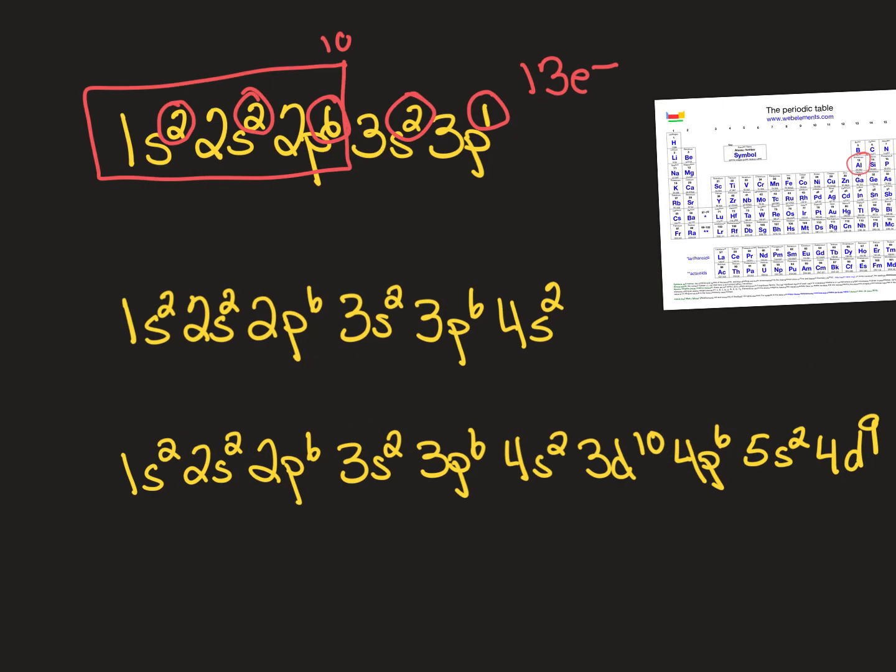So that's it. This is aluminum, and I'm just going to put the symbol. So it's pretty easy to do that. We'll learn another way, but for now, this is how we're going to do it.